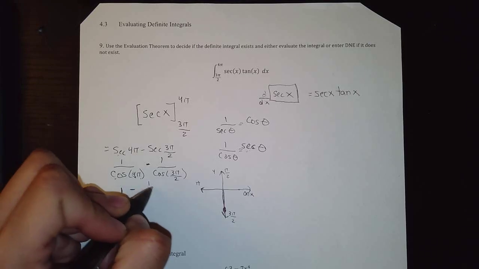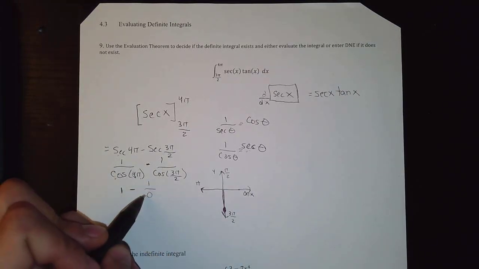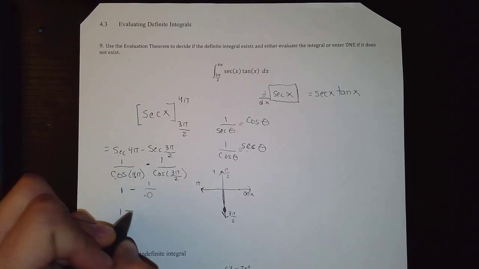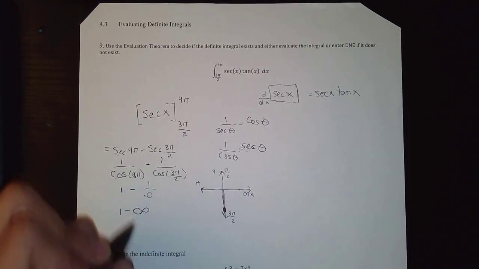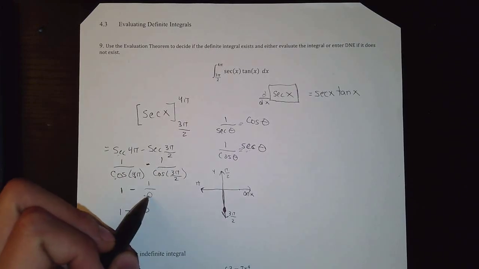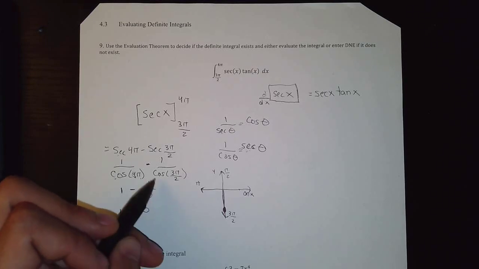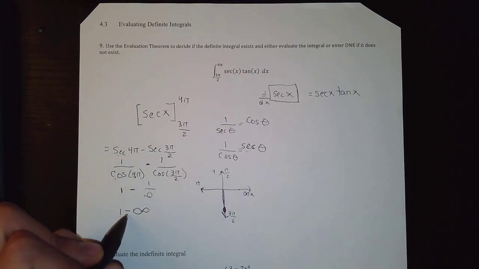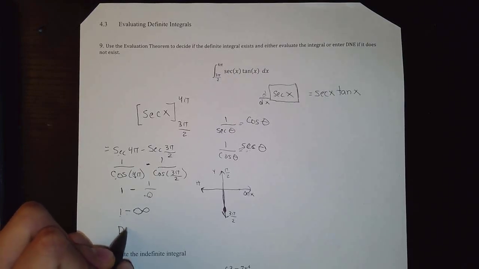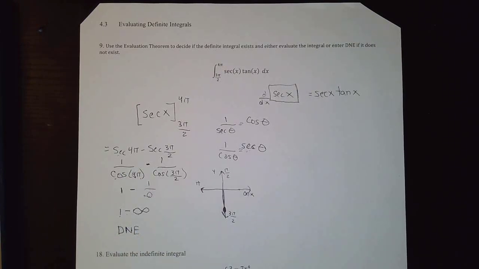Now we have a 1 over 0. Well, this is undefined. But 1 over 0, as the denominator approaches 0, this whole number approaches infinity. So we have 1 minus infinity, or the limit does not exist.